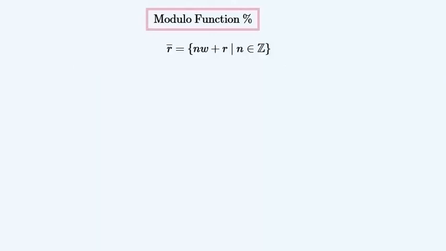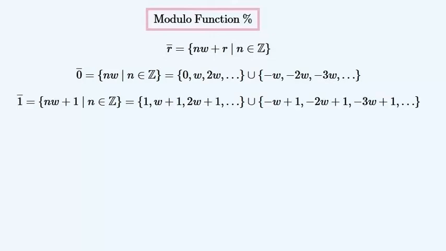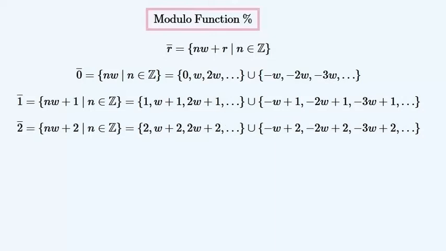So now to define this set called r bar. It is the set of all the integers that have remainder r when divided by w. This set called 0 bar is the set of all the integers that are multiples of w and have 0 remainder. And these are the contents of this set, all of the positive and negative multiples of w. And this is 1 bar, which is the set of all integers that are 1 plus a multiple of w. This is 2 bar, which is the set of all integers that are 2 plus a multiple of w.